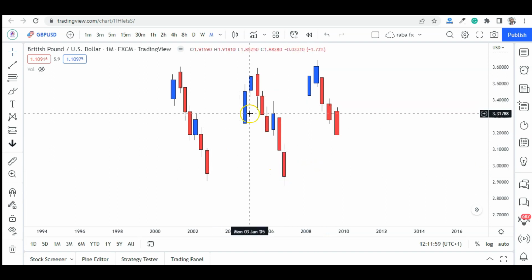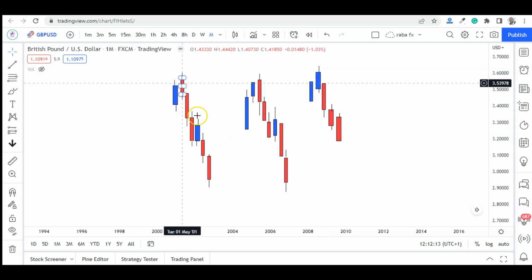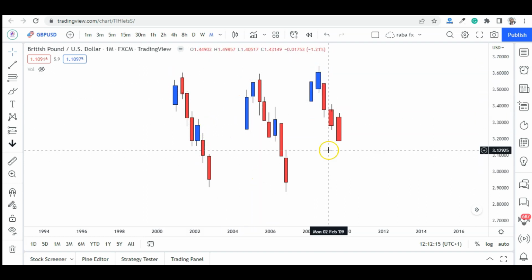Now I'm going to look at this in form of order blocks, IPA, and then supply and demand. So I will try my best to trade on these three scenarios.